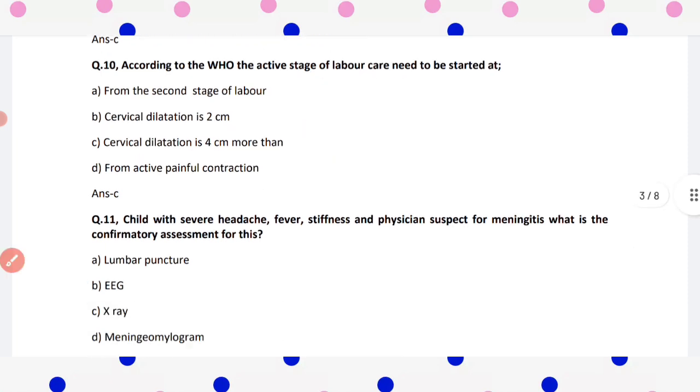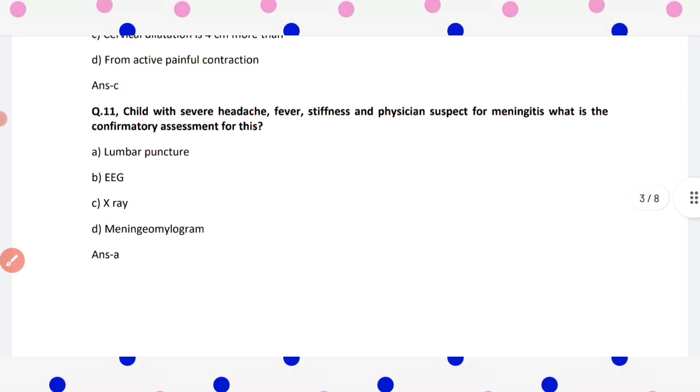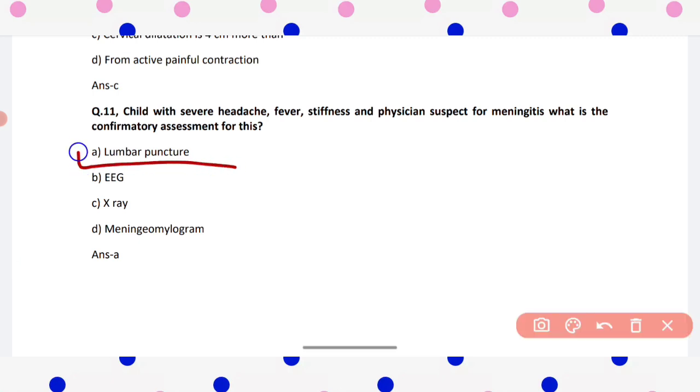The next one. The child with severe headache, fever, stiffness, physicians suspect meningitis. What is the confirmatory assessment for this? It is a simple and direct question. In case of meningitis, the confirmatory test is option A, that is lumbar puncture.